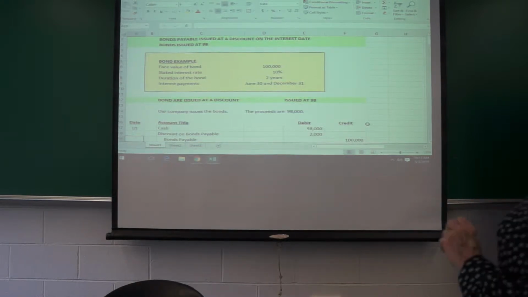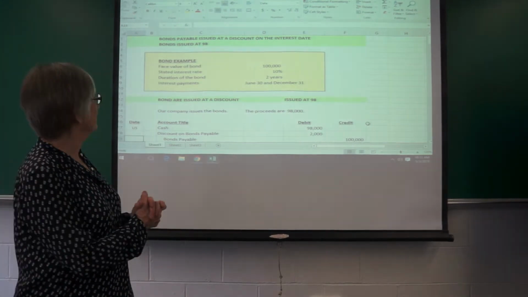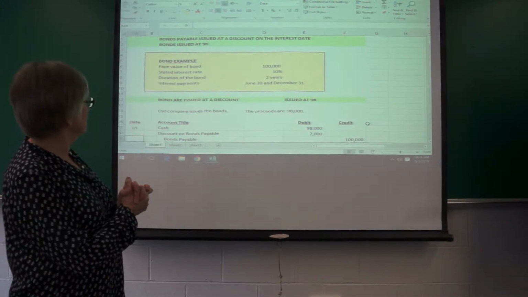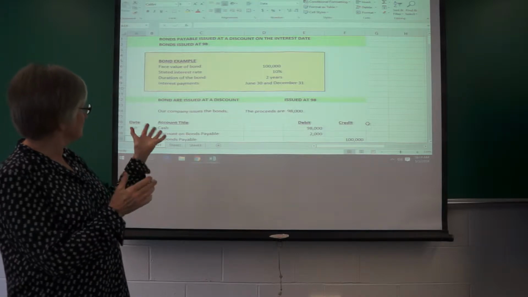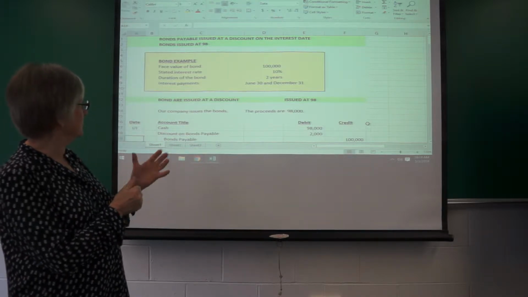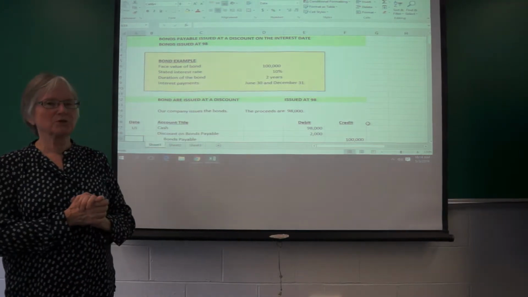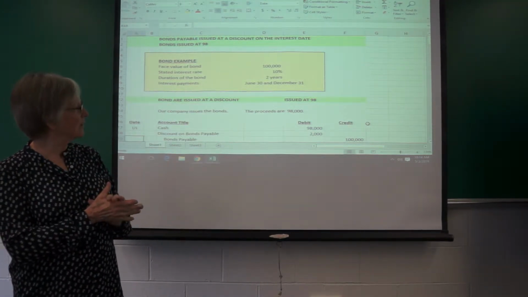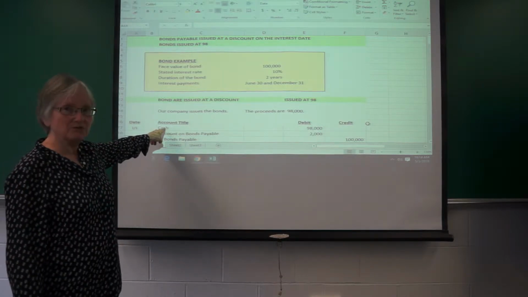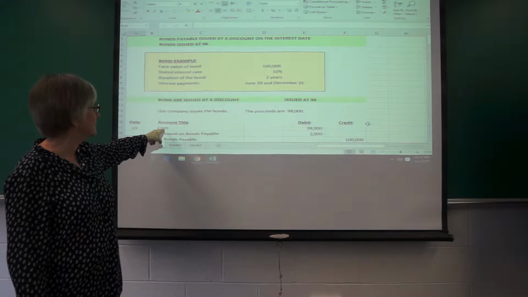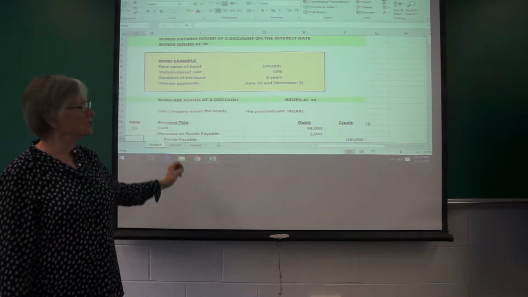So we're going to work with the same bonds again, except now we're going to issue them at a discount. So we've got the $100,000 bond, 2 years, 10%, interest payments June 30 and December 31. But now they are issued at 98. So we take the face value of 100,000 times 0.98, and the cash we'll receive for issuing them is the 98,000. Meaning the discount on the bond payable is 2,000.